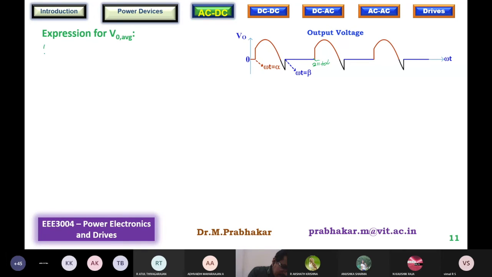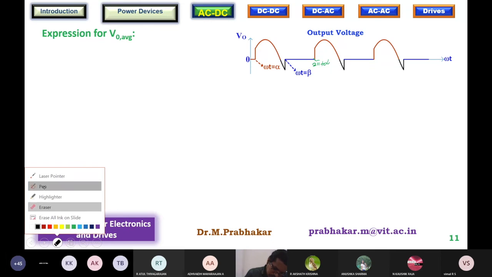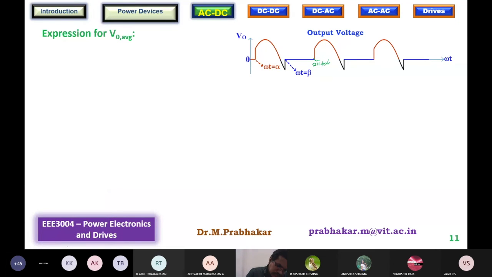So V0 average is given by, from basic principles, 1 by time period, integral 0 to time period, which is 2 pi in this case, of whatever value of output voltage I get, V0 of omega t. For clarity, I will write this as V0, but omega t is here, so it's a function of omega t, d of omega t. That's all.